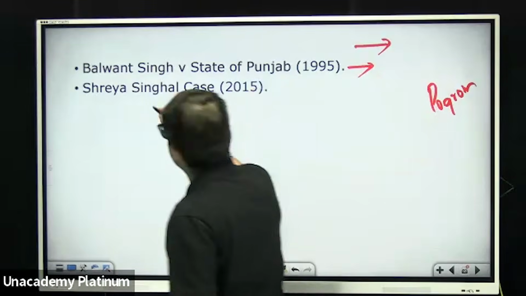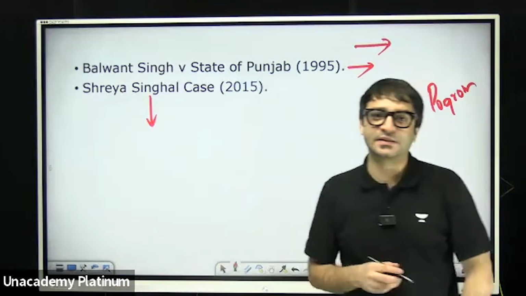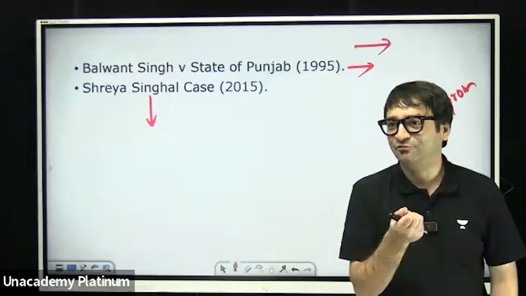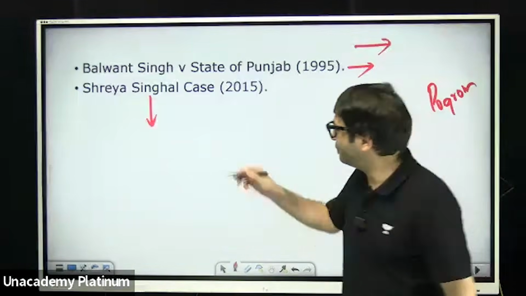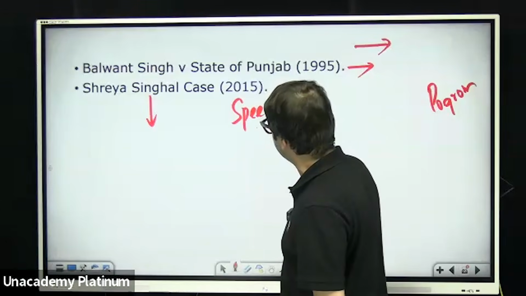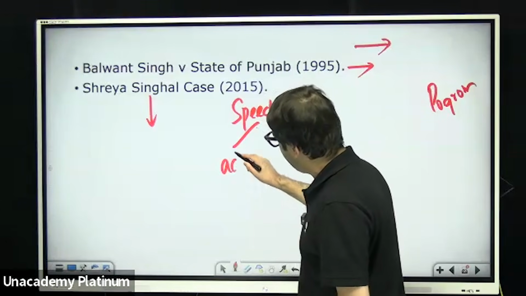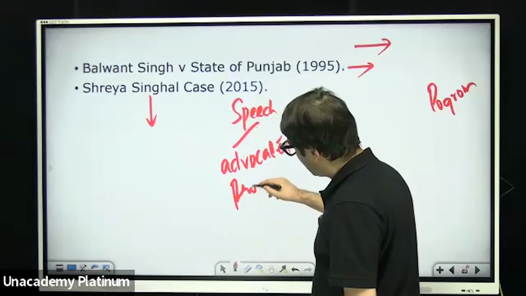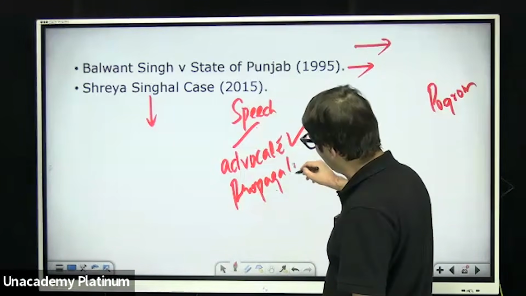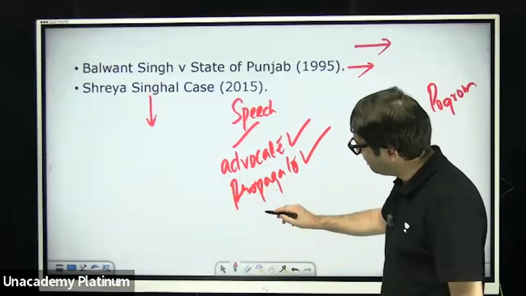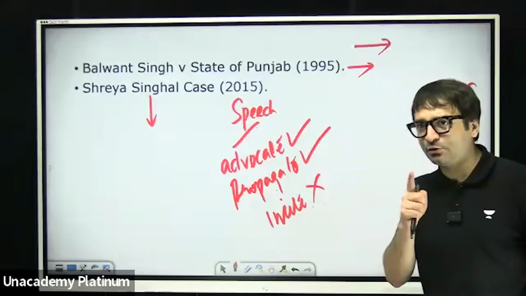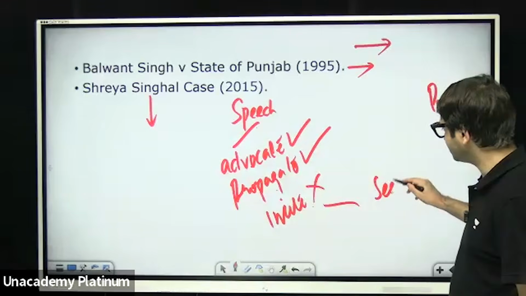In the Shreya Singhal case, which was on Section 66A, the Supreme Court explained what this speech is. For the first time, the Supreme Court said, advocate whatever you want to advocate. Propagate whatever you want to propagate. But don't incite people to violence. If you incite people to violence, it is sedition.